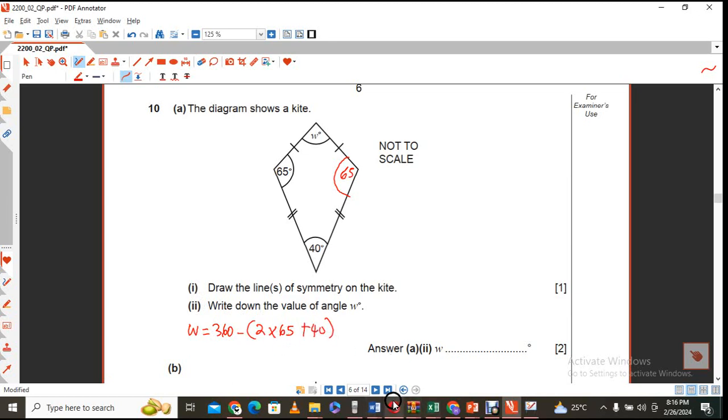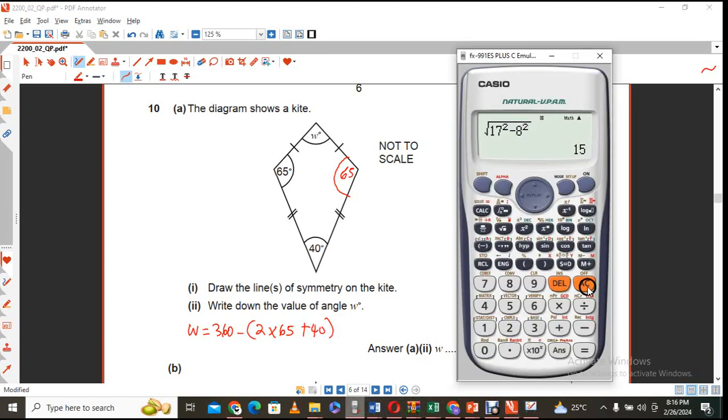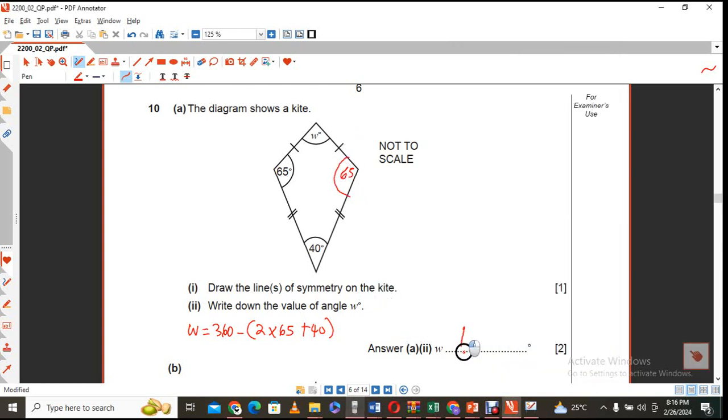Okay, there's one way of finding it. There's a reason why I'm doing that one first, doesn't matter. So 360, open bracket, then you say 65 plus 40, and whatever the difference is, that is the value of W. 65 plus 65, that's 130. Okay, so 190 is quite big, so it's 190 degrees.